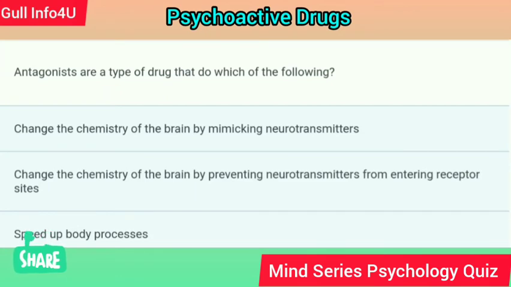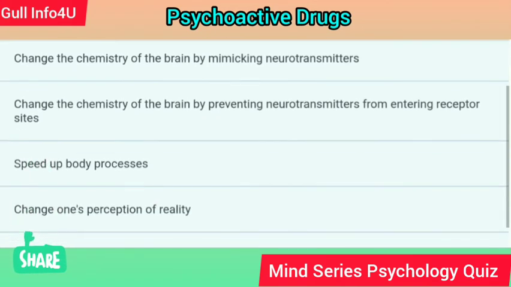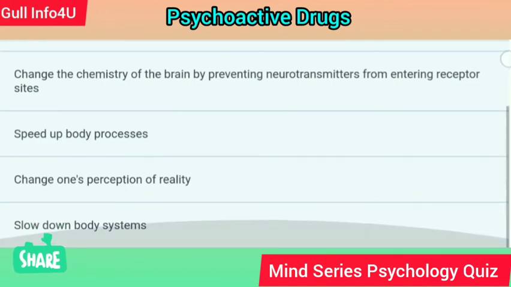Antagonists are a type of drug that do which of the following? 1. Change the chemistry of the brain by mimicking neurotransmitters. 2. Change the chemistry of the brain by preventing neurotransmitters from entering receptor sites. 3. Speed up body processes. 4. Change one's perception of reality. And the last option is slow down body processes. Recall the neurotransmitters chapters in neurology. The true answer is coming on the next screen.